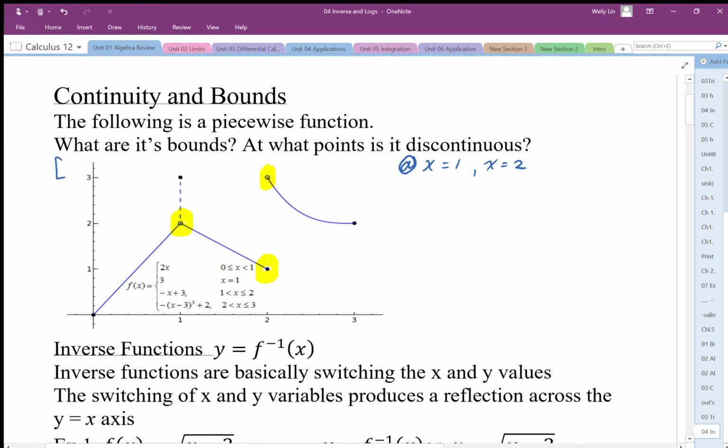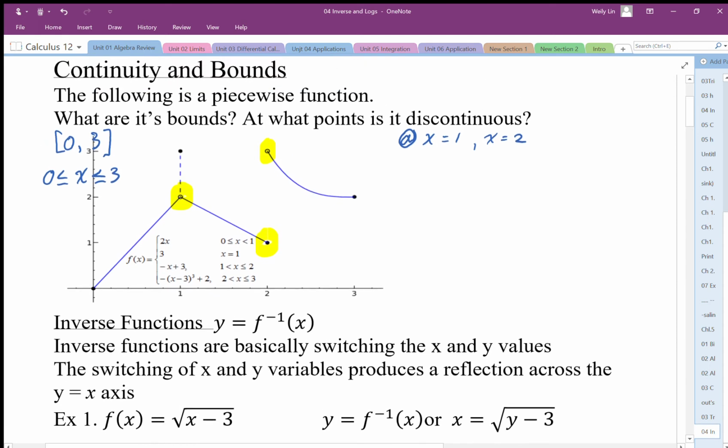0, including 0, so I'm going to show that as a square bracket, all the way to 3, which I'm going to show as a square bracket. Now this is equivalent to saying x is equal to 0 and x is equal to 3. So those represent my bounds. So that's continuity and bounds.